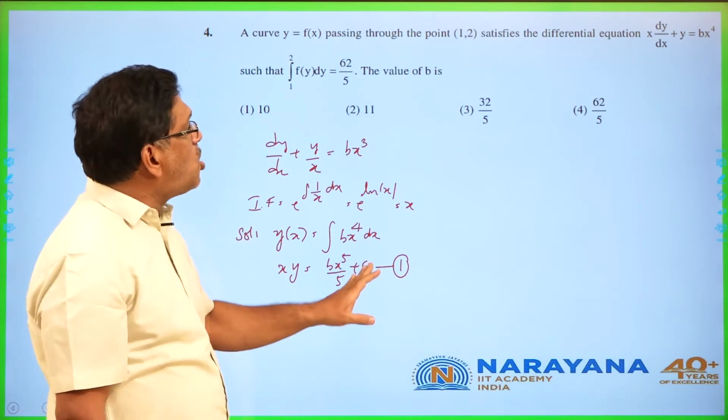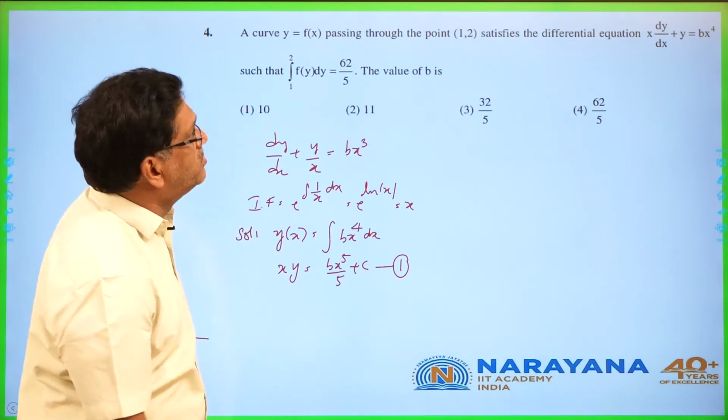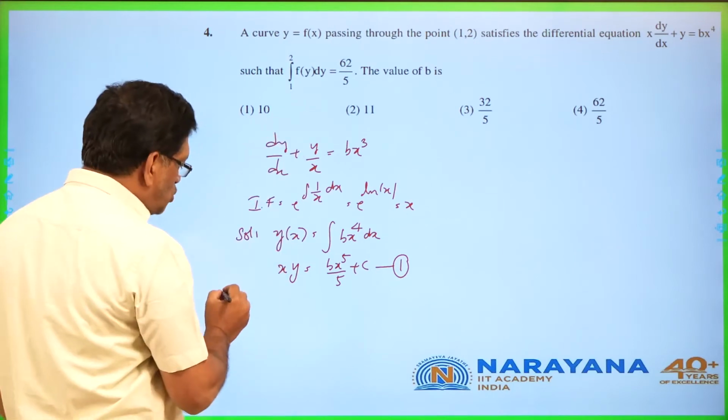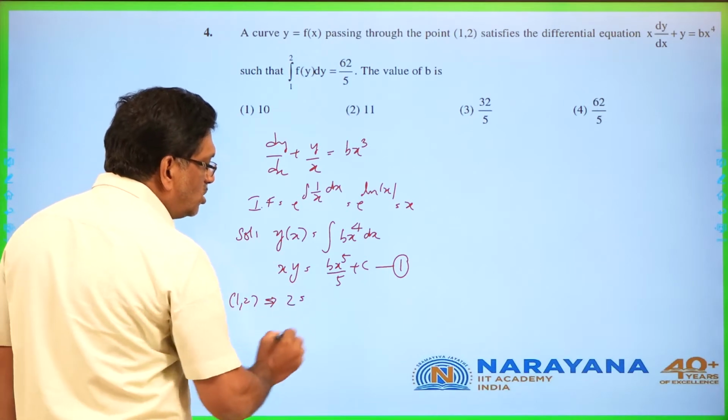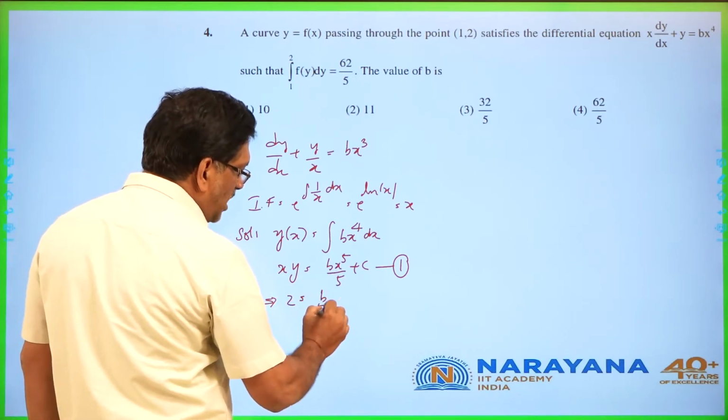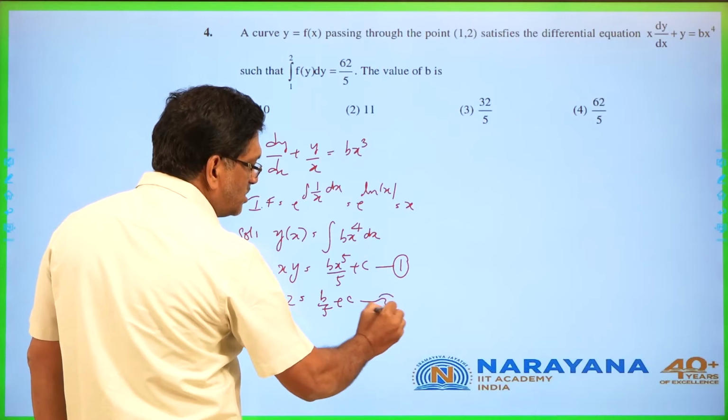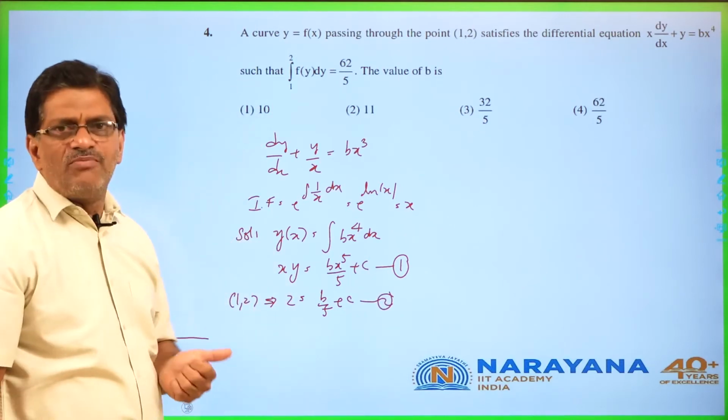Now, to find the constant, he has given some boundary condition. That is, the curve is passing through (1, 2). So, let us substitute it. 1 into 2, 2 equals b by 5 plus c. This is what we have got: b by 5 plus c.